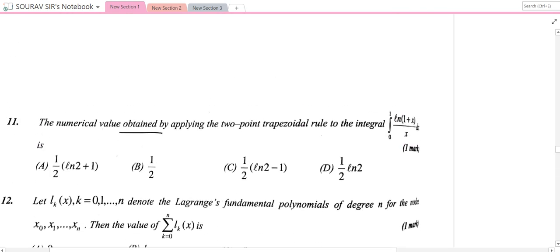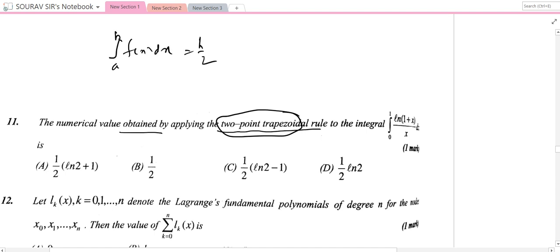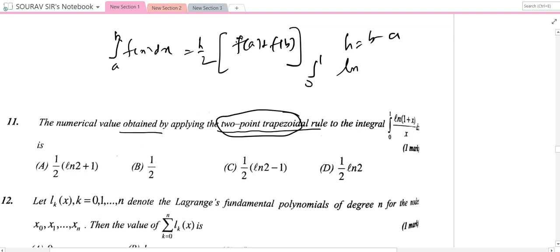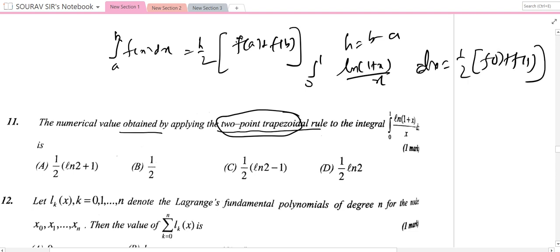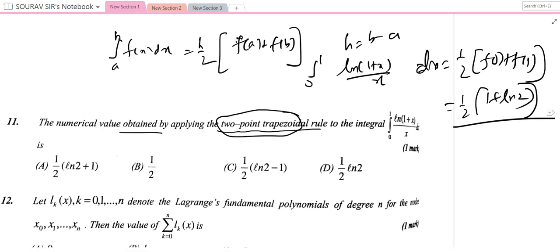Next, find the numerical value obtained by applying the 2-point trapezoidal rule here. For the 2-point trapezoidal rule, the integral from a to b of f x dx is h by 2 times f of a plus f of b, where h equal to b minus a. So here h equal to 1. So the integral from 0 to 1 of ln of 1 plus x by x dx equals half of f0 plus f1, so half of 1 plus log 2. So this is the answer.